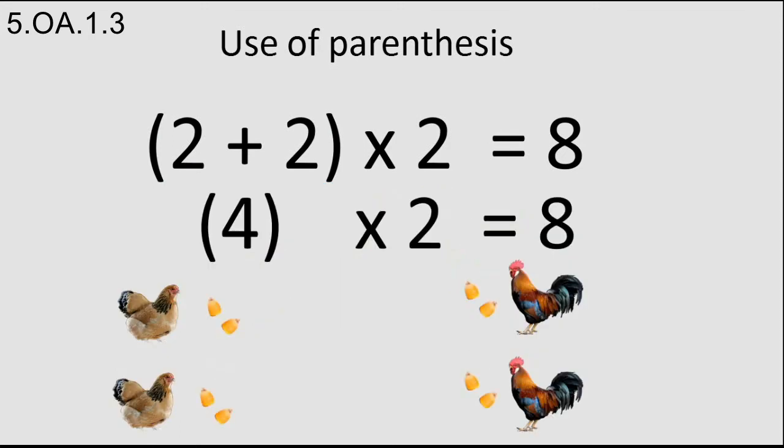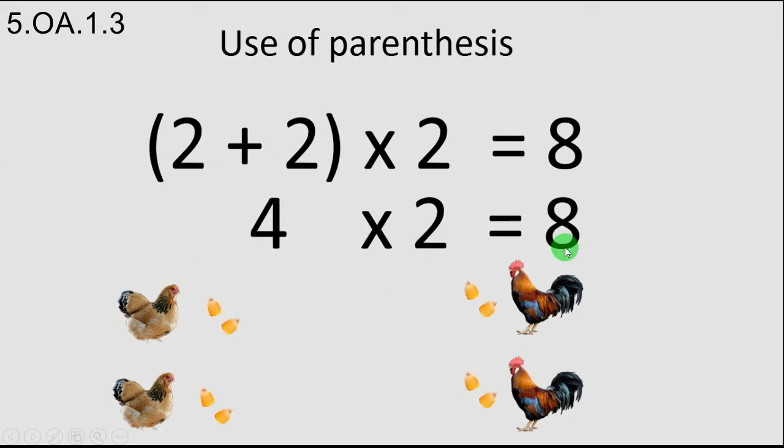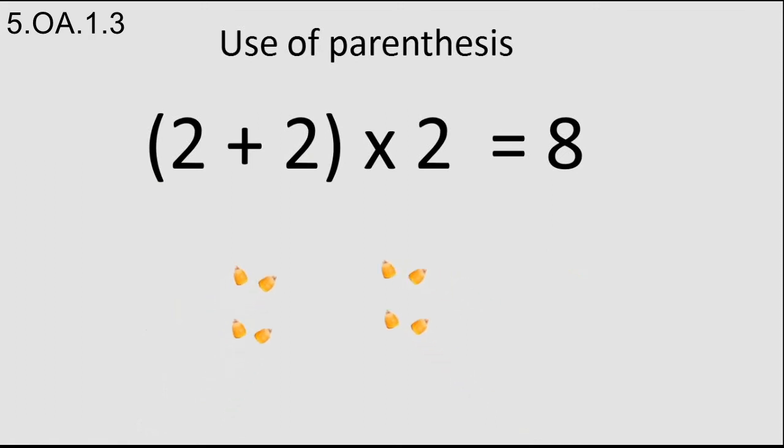To find the number of corn seeds we need, first we have to find the number of birds. That means we have to solve the parentheses. 2 plus 2 is 4. So we have 4 birds times 2 corn seeds each. That is 8. We need 8 corn seeds to feed all the birds. That's why we need the parentheses here.